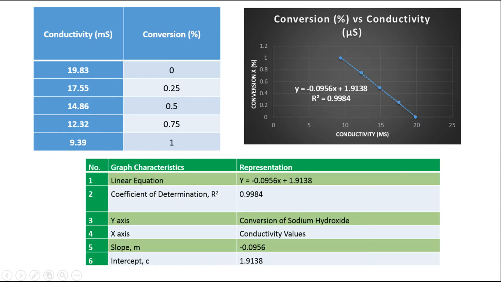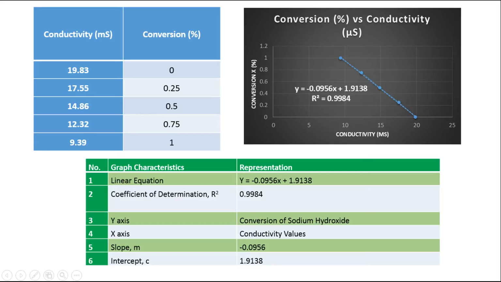Y equals to negative 0.0956x plus 1.9138. Based on the graph, the y-axis is the conversion of sodium hydroxide and the x-axis is the conductivity values. From the R-square value obtained, 0.9984, which approximates unity, we know that the regression line fits well with the data, which validates the correlation between conversion and conductivity.